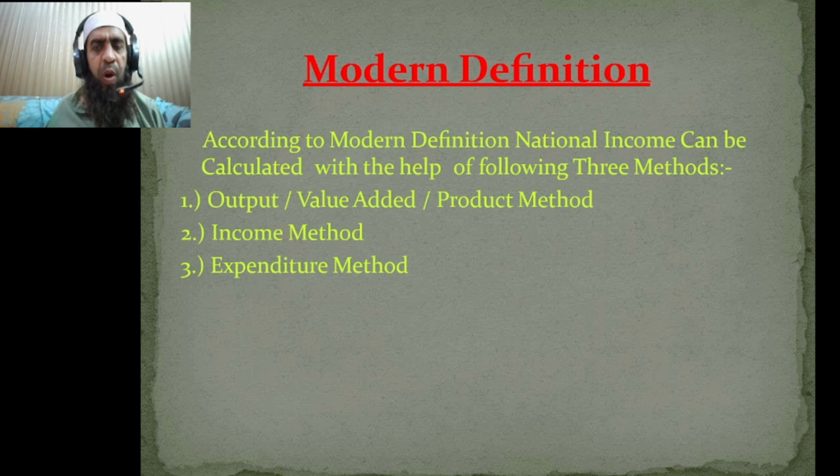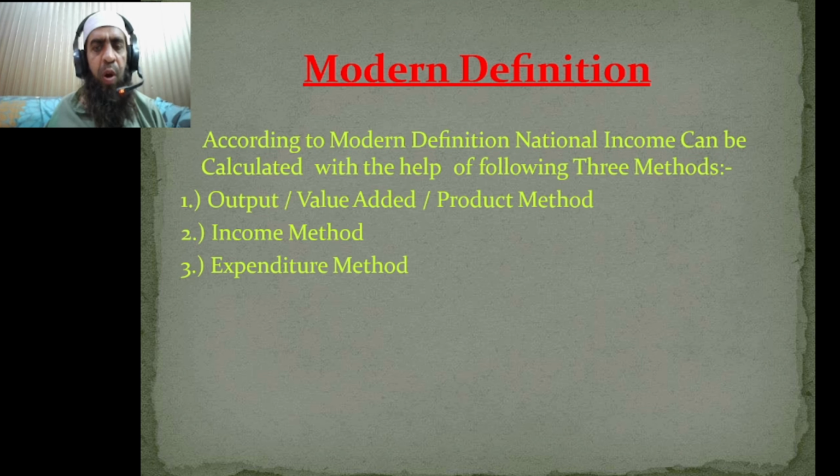In this method, we calculate all the value of the production. And the second is the income method. In this method, we calculate all the income of the factors of production. And third one is the expenditure method. In this method, we add together all the expenditure. Actually, these three methods are the ways of calculating the national income.